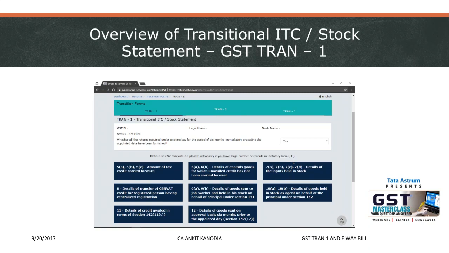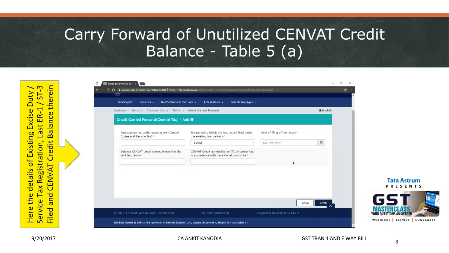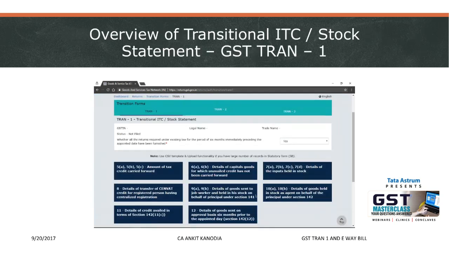What is the respective section? Once we go into each box separately, we will discuss. So first, which we will be discussing is 5A, 5B, 5C.